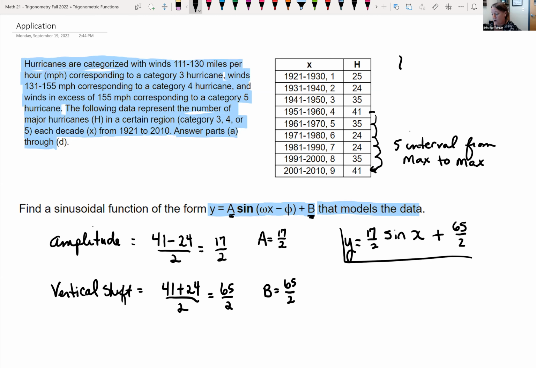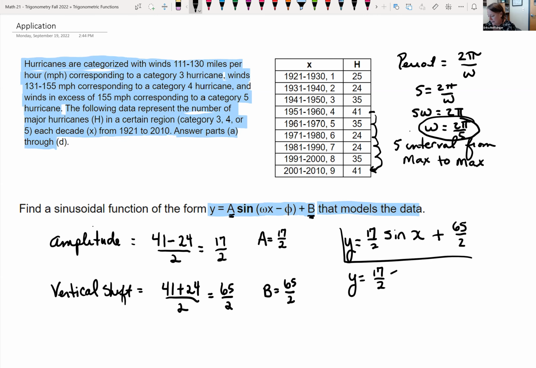Our period, though, recall, is equal to 2 pi over omega. So we know 5 is equal to 2 pi over omega, and we want to solve for omega. We can multiply both sides by omega. We get 5 omega equals 2 pi, or omega is 2 pi over 5. So far we have y is equal to 17 halves sine of 2 pi fifths x plus our vertical shift of 65 halves.